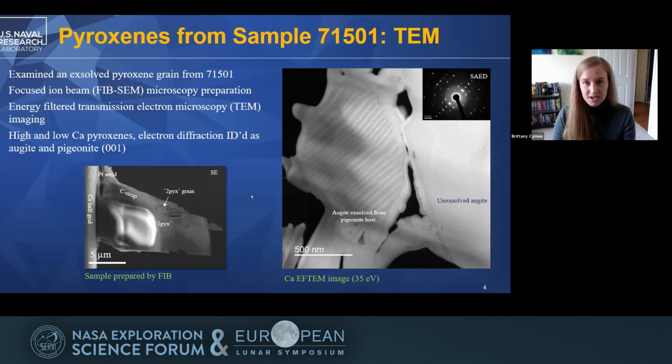We used energy filtered TEM to visualize the exsolution lamellae. EFTEM is a parallel illumination technique in which only those electrons that have lost a characteristic amount of energy are used to generate the final image. So when we center an energy selecting slit on a characteristic calcium excitation feature, this yields this image you see here. So the more calcium rich phases are brighter. And then performing electron diffraction allowed us to identify these two phases as pigeonite and 001 lamellae of augite. And you can see here next door is the unexsolved pyroxene grain, which was also an augite.